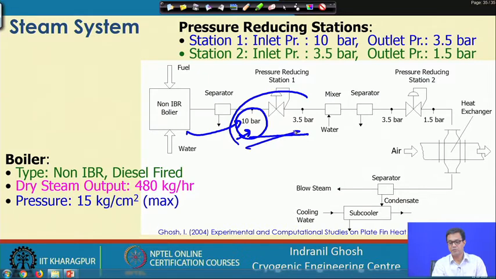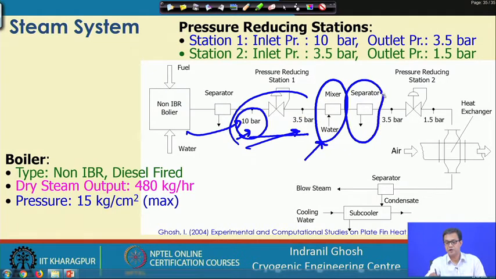So, from 10 bar we reduce it to 3.5 bar, and that will give you some degree of superheat, and that superheat has to be removed. In order to remove that superheat, we mix it with water. So, this water will be mixing with this superheated steam, and this excess water will be again separated out, and finally, we have the saturated steam at 3.5 bar.